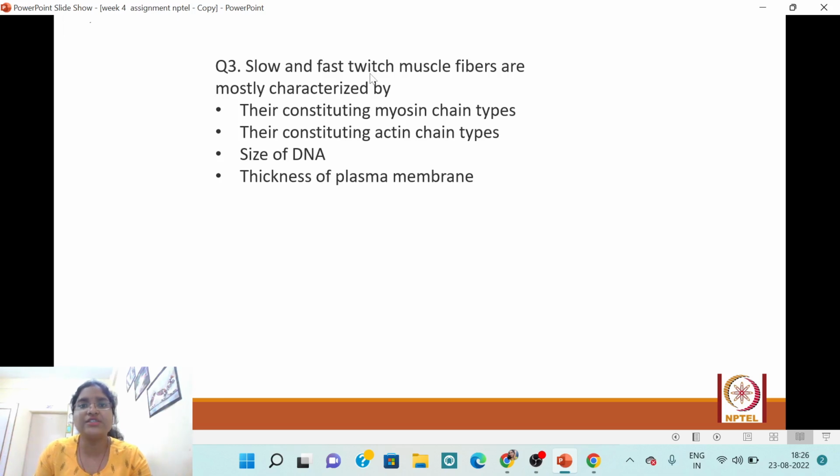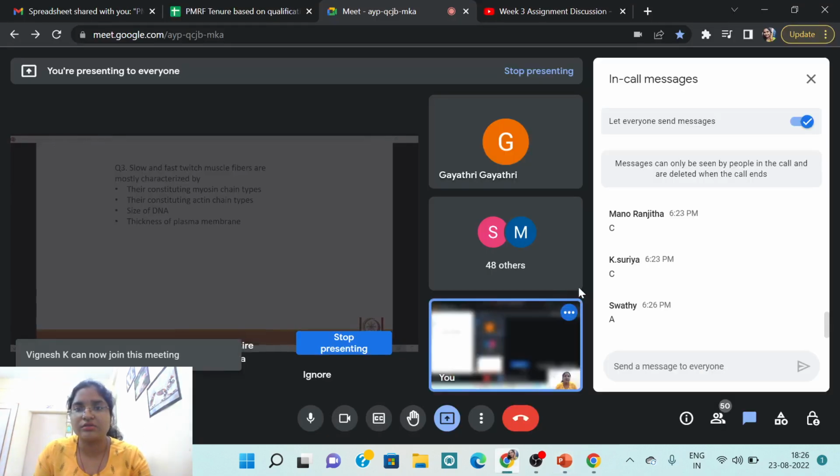Slow and fast twitch muscle fibers are mostly characterized by. So these are two types of muscle fibers. Slow and fast twitch muscle fibers are mostly characterized by option A, the constituting myosin chain types; B, the constituting actin chain types; C, size of DNA; or D, thickness of the plasma membrane. And your time starts now.